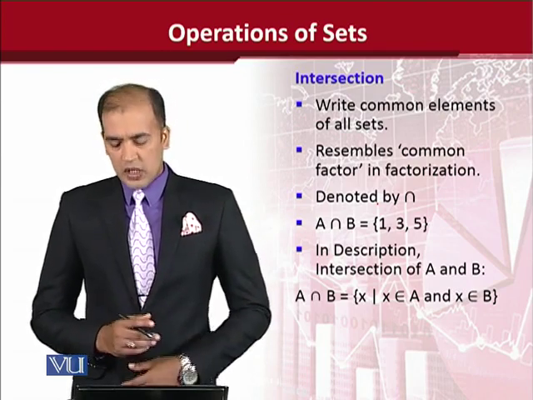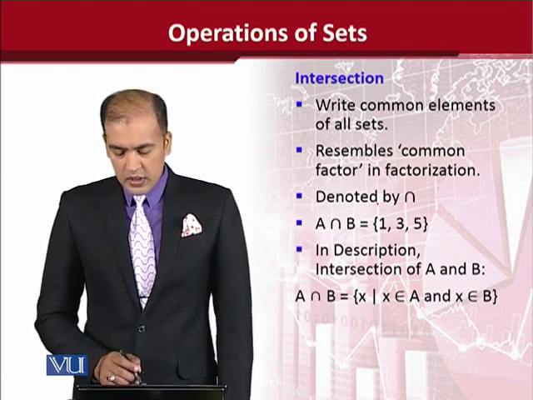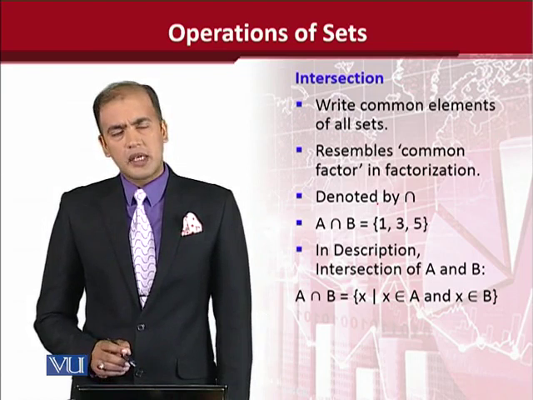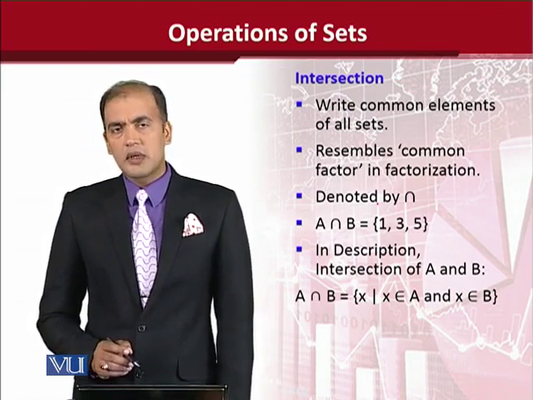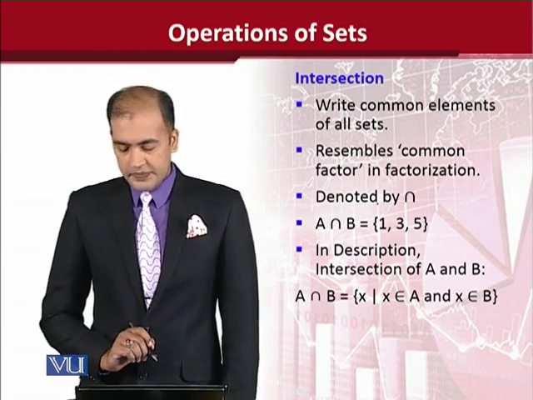Let us come to an example. There would be A and B, the same sets that we have been talking about. The symbol for intersection, however, is an inverted U.